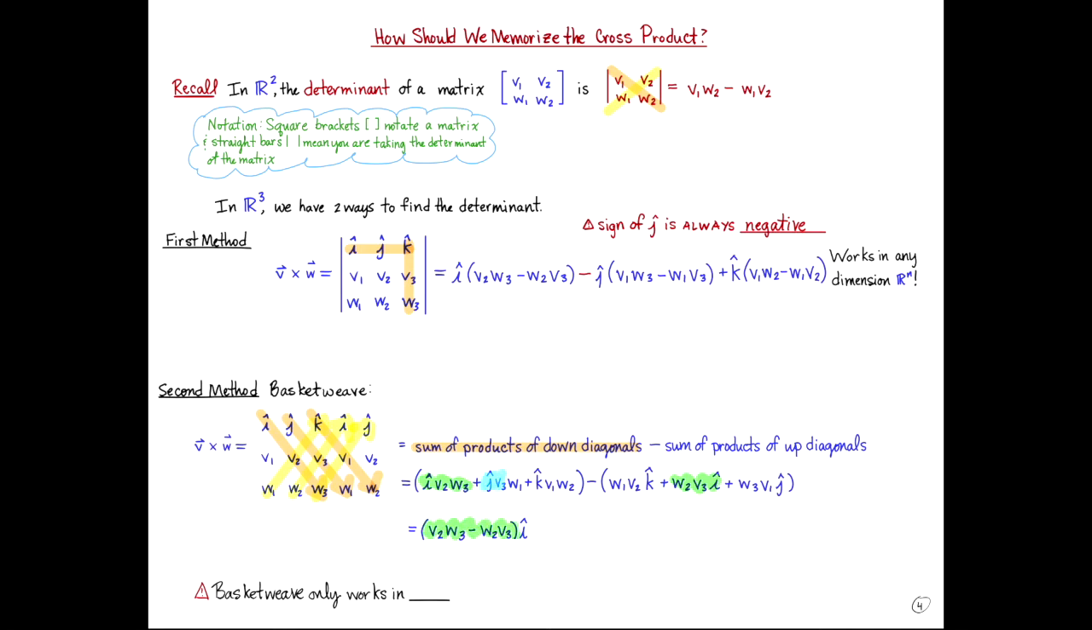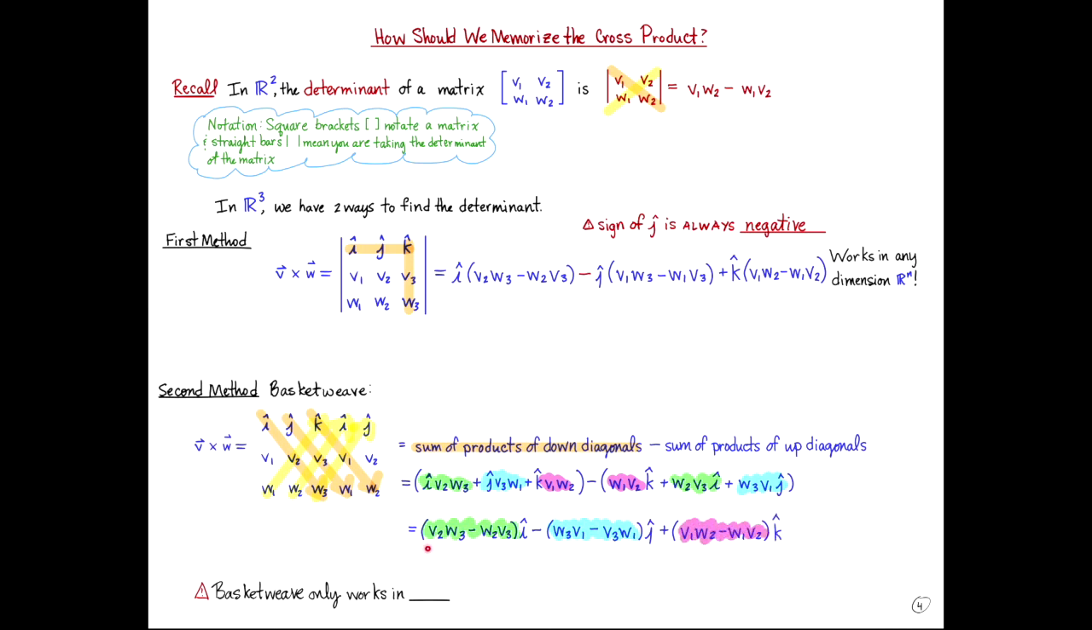Looking at our terms with a j, we have minus W3 V1 minus V3 W1 times j. And I pulled the negative out of here because the sign of j is always negative. So it just makes it more consistent with the formula that we used above and that I gave you on the previous page. Grouping together our k terms, we have plus V1 W2 minus W1 V2 times k.